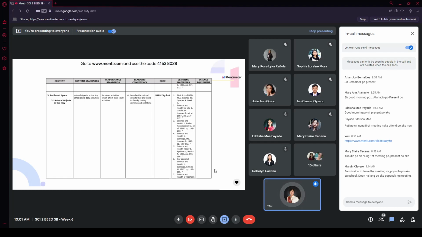And then learning competency number 6, describe the natural objects that are found in the sky during daytime and nighttime. So aside from the sun and the moon, you could say the different stars. You can even put here the constellations, the zodiac signs. So they can have a little bit of sightseeing during the evening.